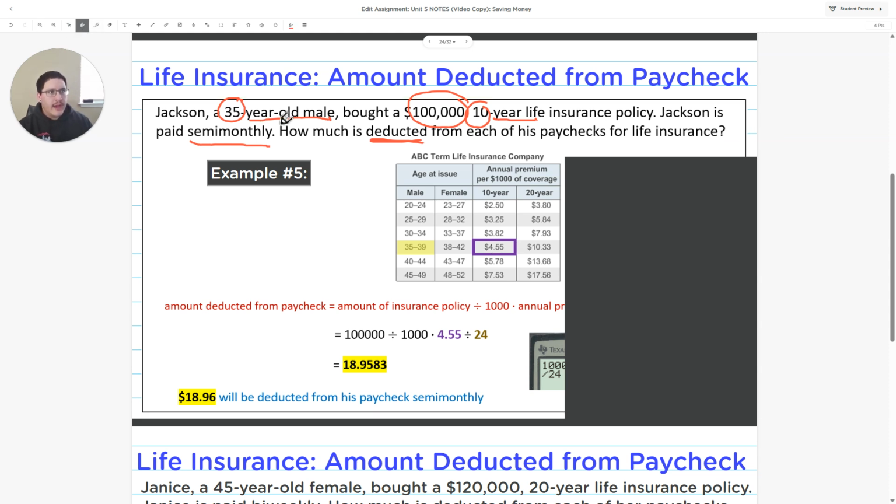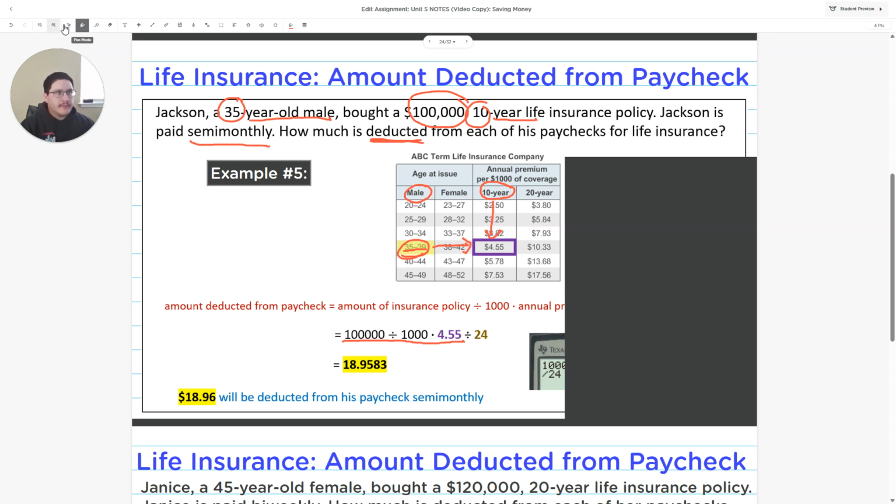Well, we know this guy is a 35-year-old male, so right here, and this is a 10-year life insurance policy. So on the chart, he will have to pay $4.55 per $1,000 covered. So that will get factored into our calculations. $100,000 divided by 1,000 because of the chart, and then multiply with $4.55 based on his information.